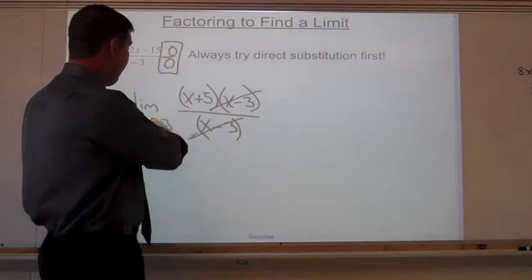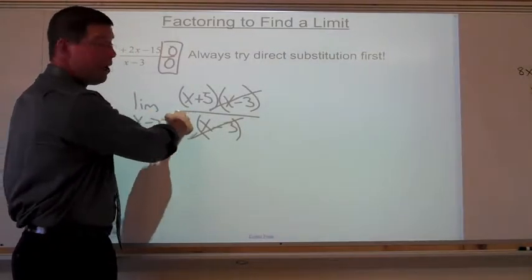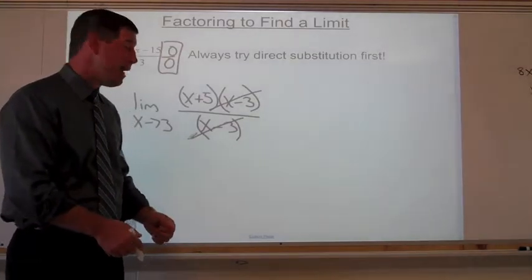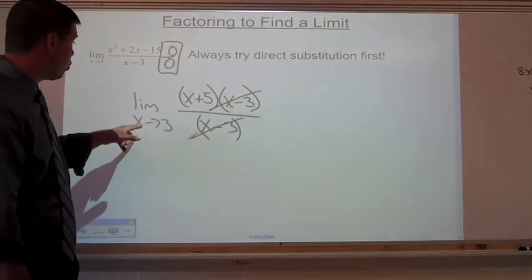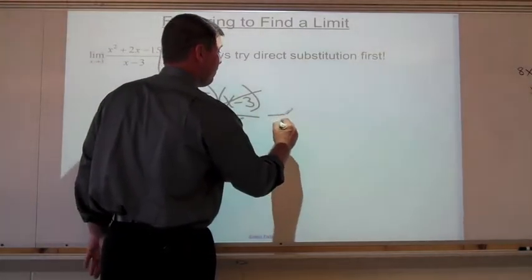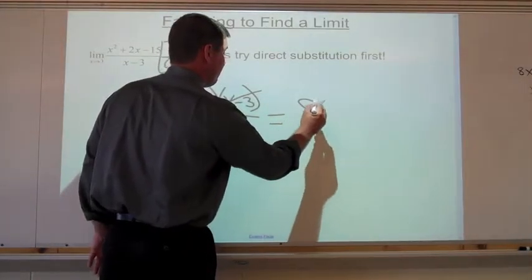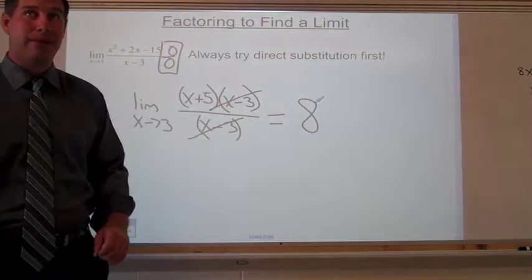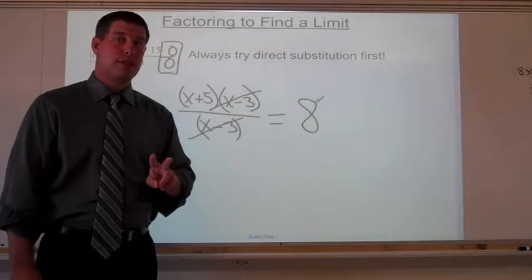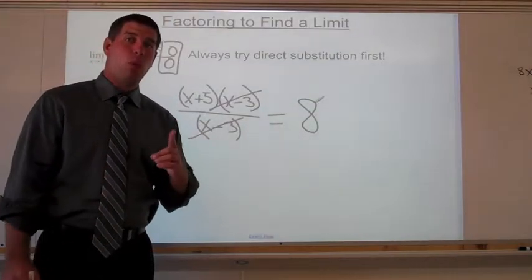So this is an equivalent form. Now we have the limit as x approaches 3 of x plus 5. Now that we've simplified it, use some algebra to break it down. Now we try direct substitution. As x approaches 3, 3 plus 5, so this limit equals 8.